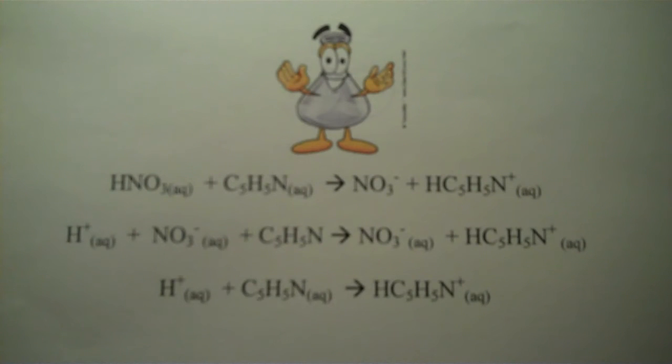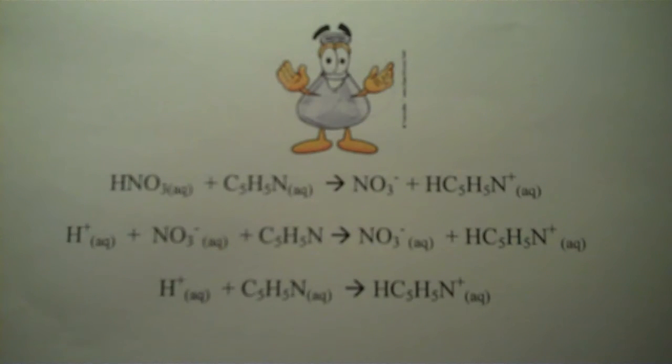In this second example, we have a strong acid, HNO3, and a weak base, C5H5N, reacting to form the conjugate base of the strong acid, NO3-, and the conjugate acid of the weak base, HC5H5N+. HNO3 is a strong acid, so it dissociates to form H+ ions and NO3- ions.